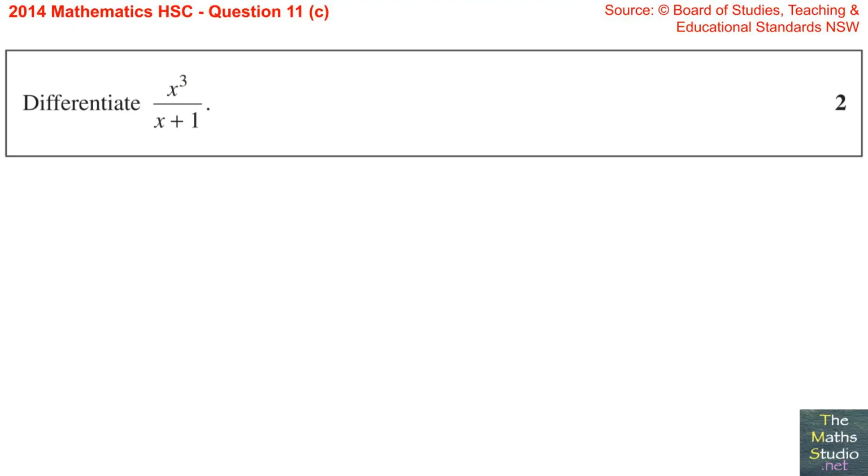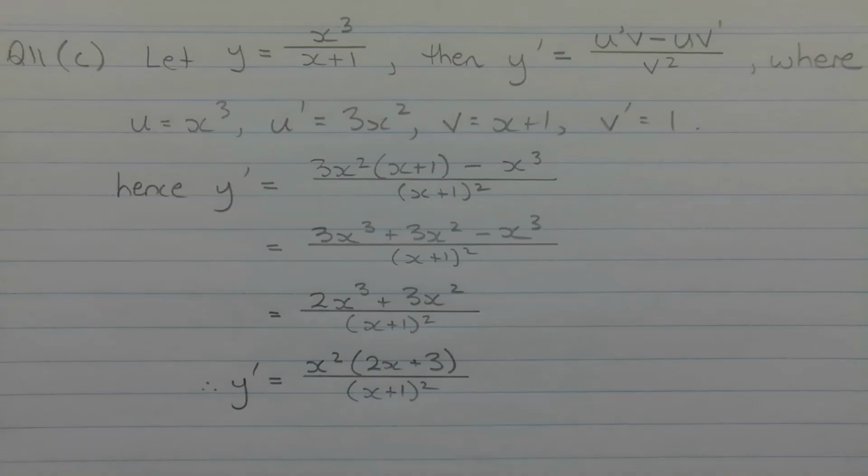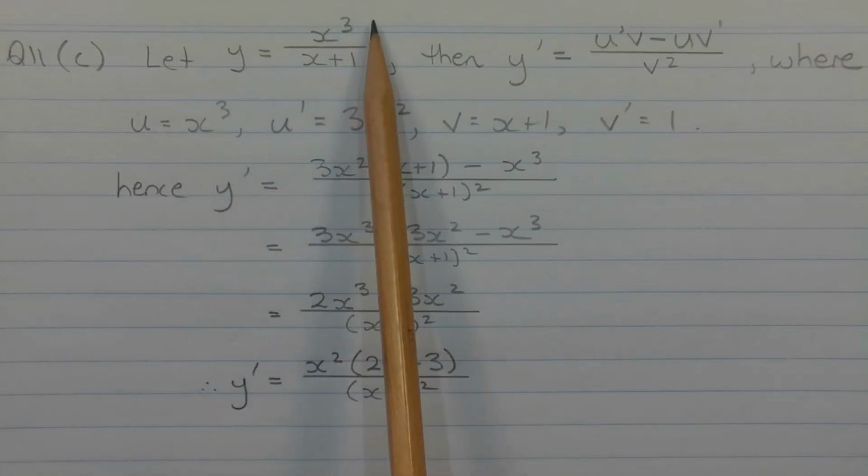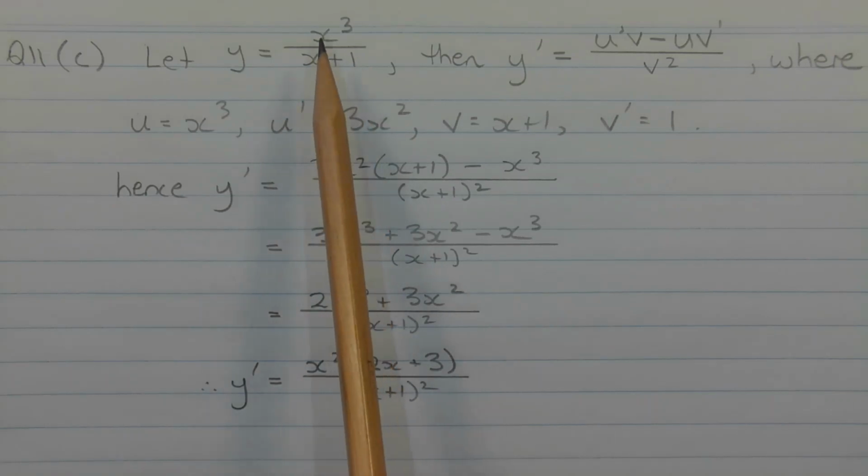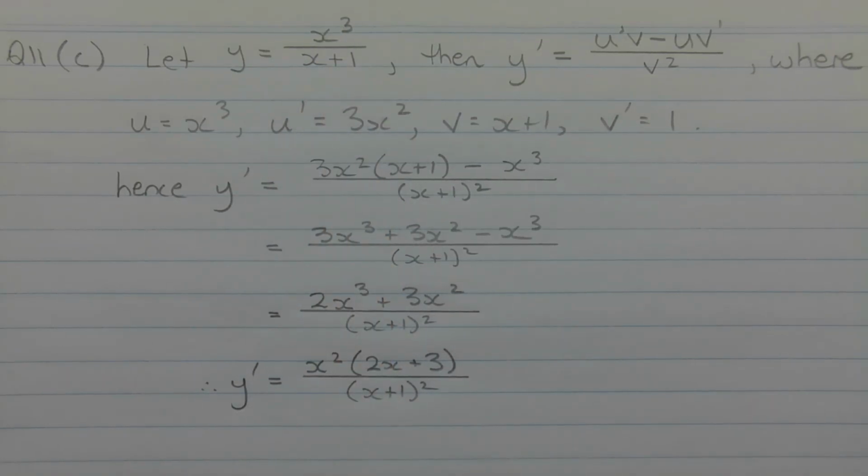Question 11, Part C. Differentiate x cubed over x plus 1. Let y equal x cubed over x plus 1. Now we have a quotient of two functions of x. So the quotient rule will need to be applied to find the first derivative, y dash.